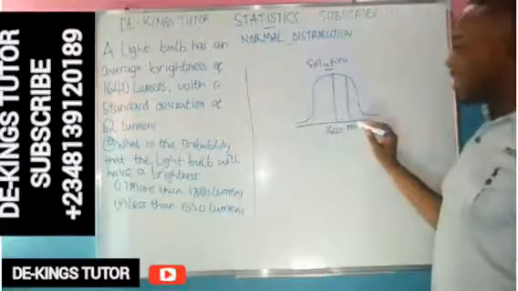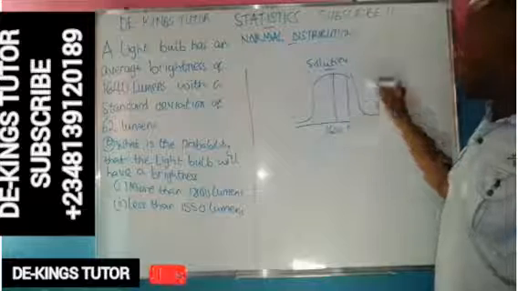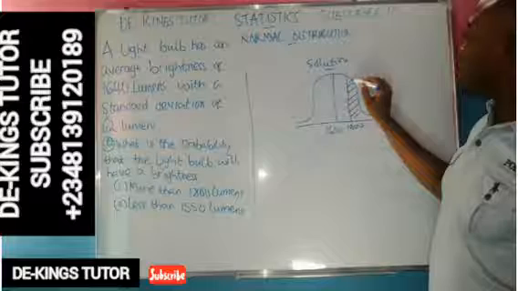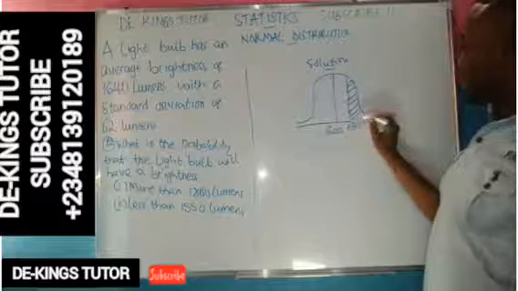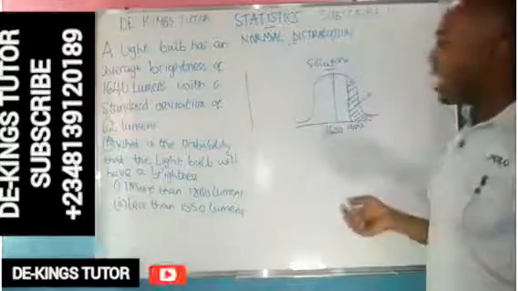So if this is 1,800, they say more than. That means more than this 1,800. So it is this area, from this side down to the right. It is this area that we are looking for. Now how do we do this?